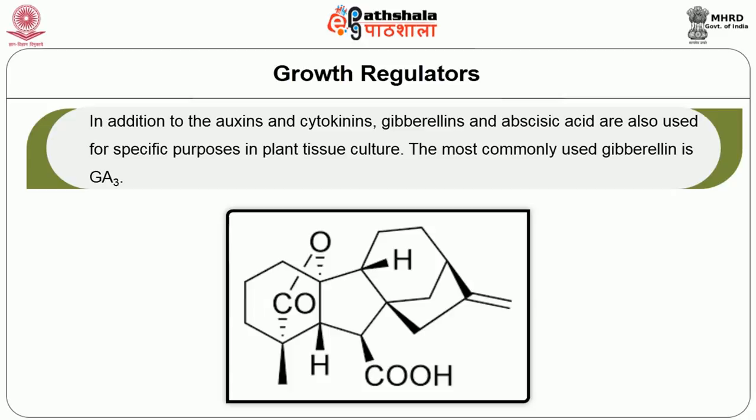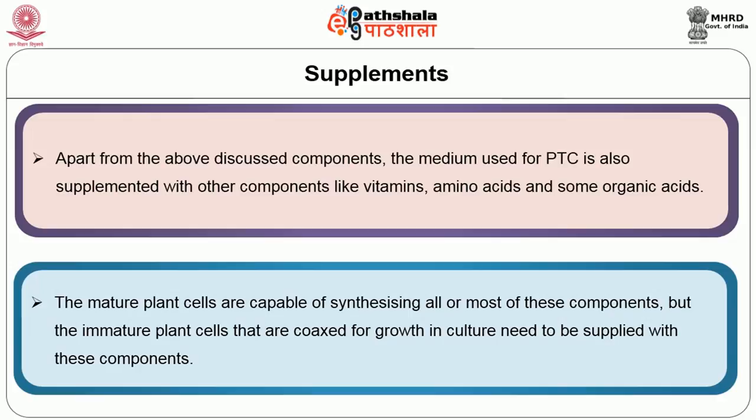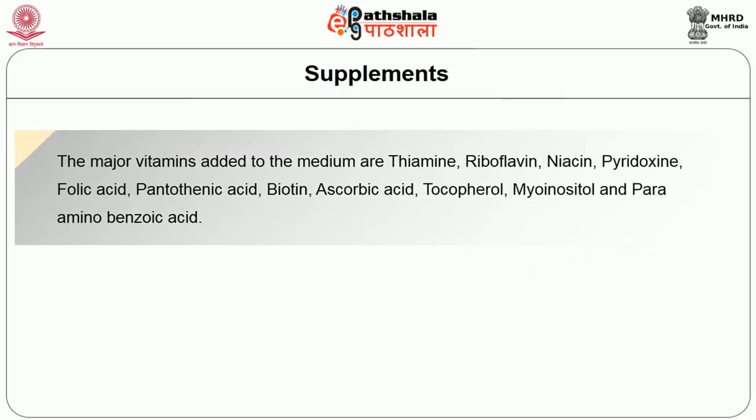Apart from the above discussed components, the medium used for PTC is also supplemented with other components like vitamins, amino acids and some organic acids. The mature plant cells are capable of synthesizing all or most of these components, but the immature plant cells that are coaxed for growth in culture need to be supplied with these components. The major vitamins added to the medium are thiamine, riboflavin, niacin, pyridoxine, folic acid, pantothenic acid, biotin, ascorbic acid, tocopherol, myo-inositol or meso-inositol and para-aminobenzoic acid.